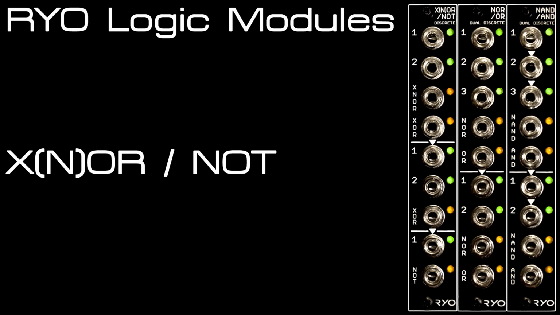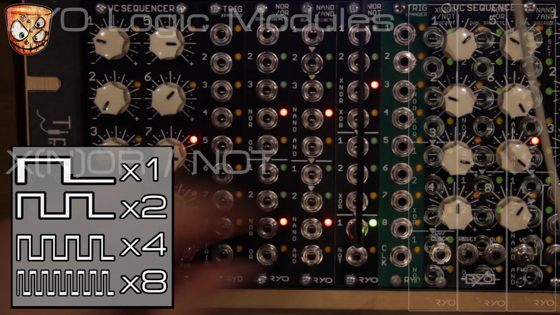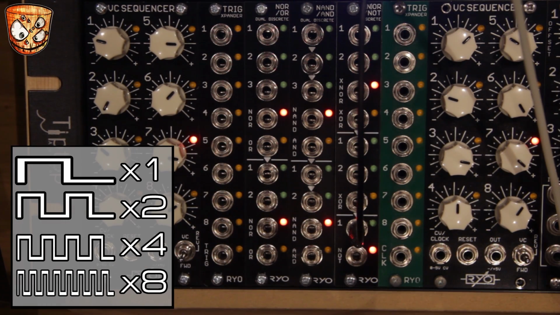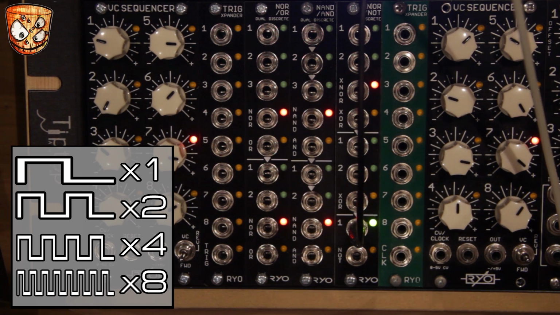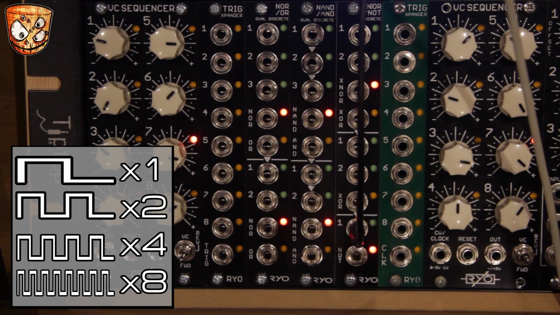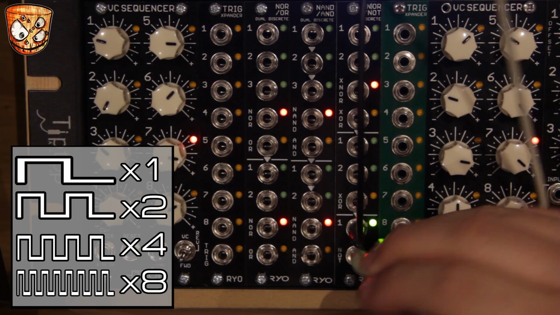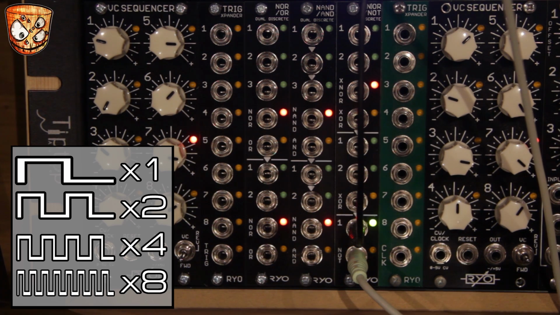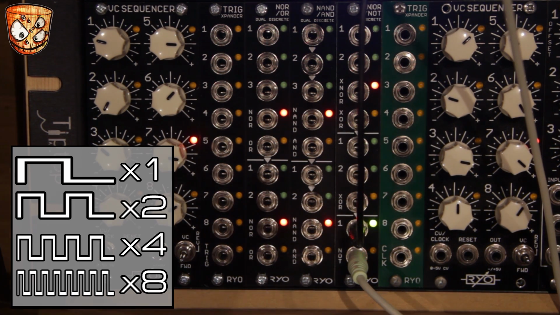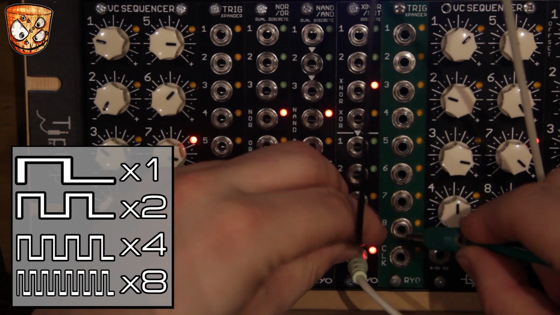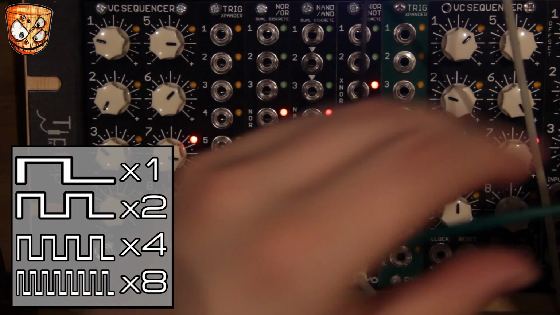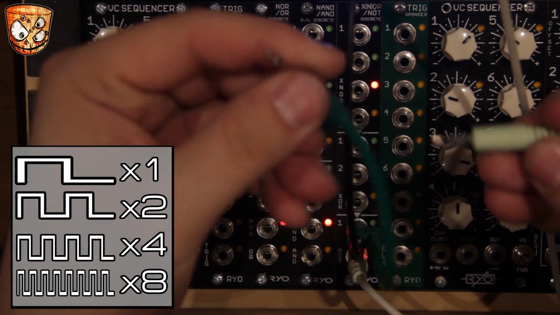The third and final logic module I'll look at is the XNOR, XOR and NOT module. Looking at the NOT signal first, I'll take a ×1 clock in, and the NOT gives the completely opposite of the input. So taking my kick drum from the NOT output, and then taking a stackable into the ×1 clock that's going into this, you'll hear that the snare will trigger perfectly in between that kick.